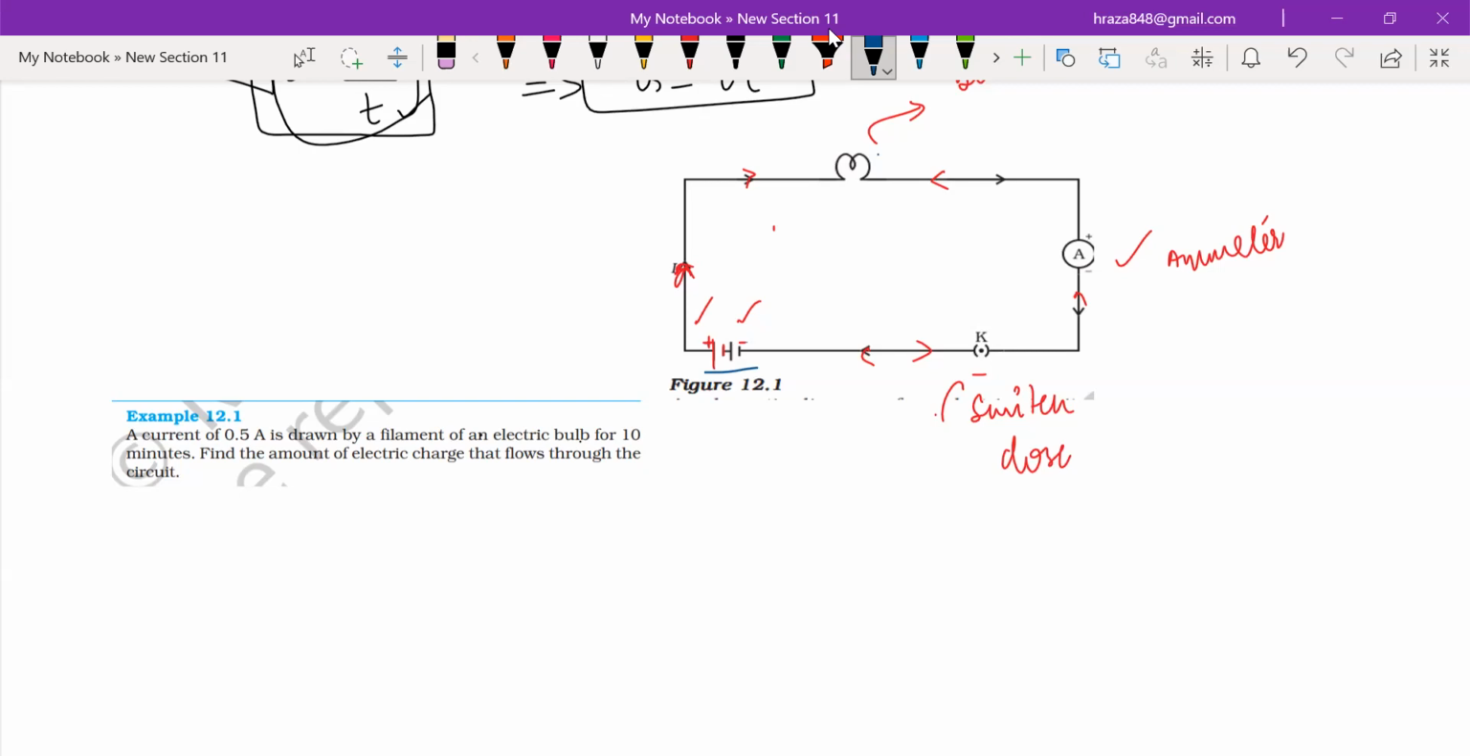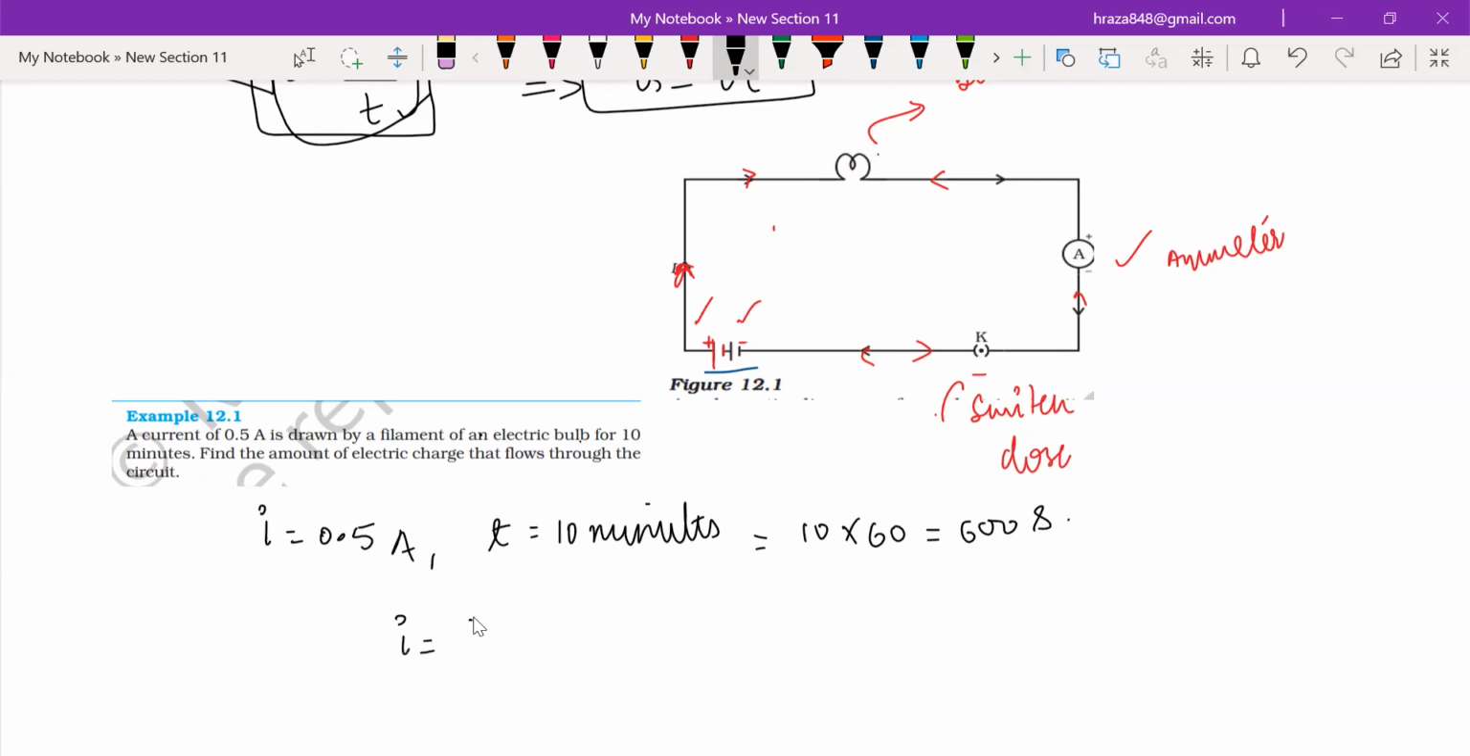Sir, 300 C? How do you pronounce the unit? Coulomb. It is also based upon a scientist's name. So current I is given as 0.5 ampere and time t is given as 10 minutes. You need to convert this into seconds. 1 minute equals 60 seconds, so it will be 600 seconds. Now you need to calculate charge.